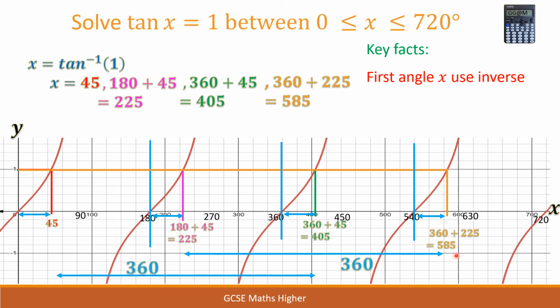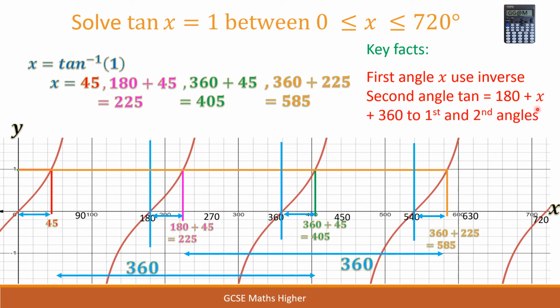The key facts to be able to solve this question for any single problem are: to find the first angle, x, you need to use the inverse. To find the second angle on the tan curve, it is 180 plus the first angle. And then to make the rule the same for all of the functions, if you add 360 to the first and the second angles that you just worked out, that will give you the third and the fourth angles. There are alternative methods to use the tan one, but if we stick with this method, it works exactly the same for all three trig functions.